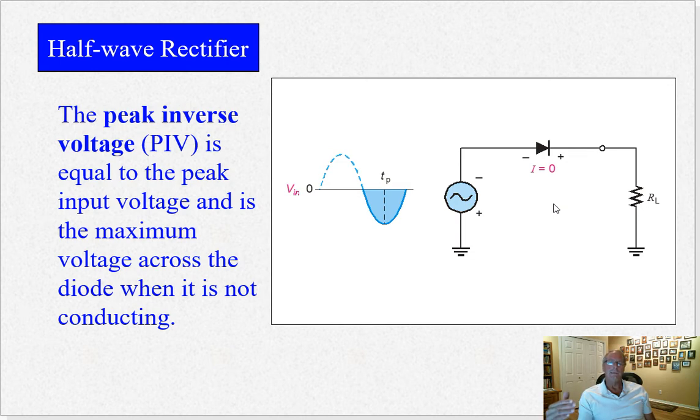The idea is that the higher the peak inverse voltage rating, the higher voltage it can handle in reverse. So if you have a 120 volt RMS signal here, right, well, 1.4 times that is 160 or something like that, or 180. That peak inverse voltage better be that, because that's what you're going to get.